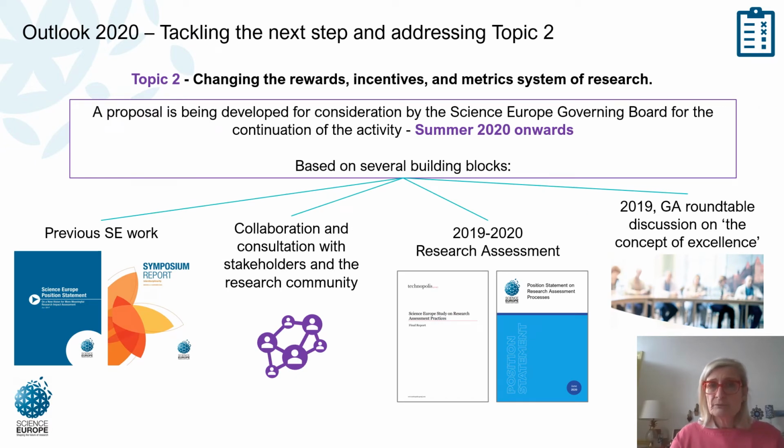Giving you an outlook for 2020, the next step will be addressing topic 2, changing the reward, incentive, and metric system of research. A proposal is being developed for consideration by the Science Europe Governing Board for the continuation of the activity. Tackling topic 2 will be based on several building blocks: previous work from Science Europe, as well as collaboration and consultation with stakeholders in the research community, our flagship project, the study and the future policy recommendations, as well as the topic on excellence, based on a roundtable discussion on the topic at the General Assembly in 2019. Without further ado, I will hand over now to my colleague, James, who will give you some snapshots on the results of the study.